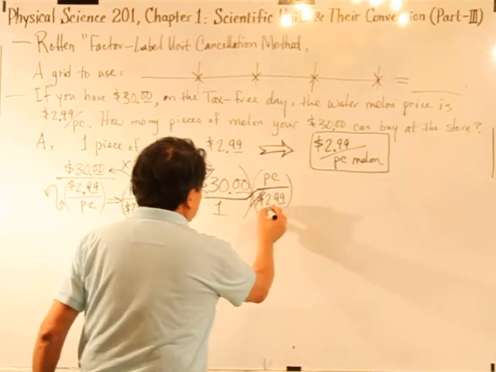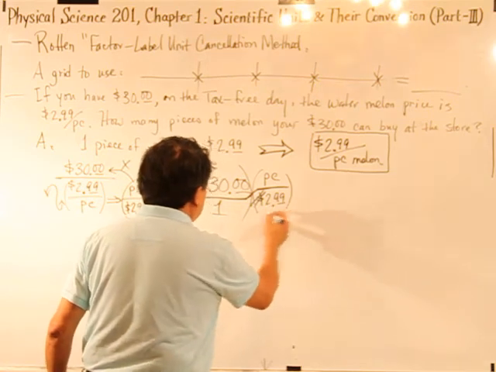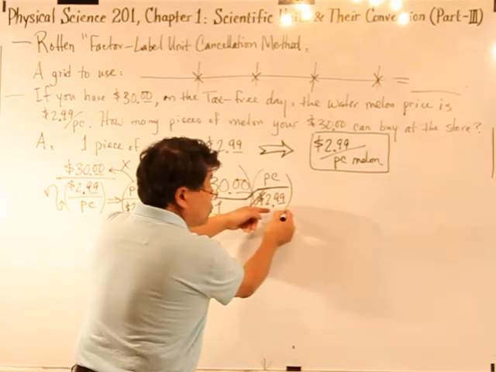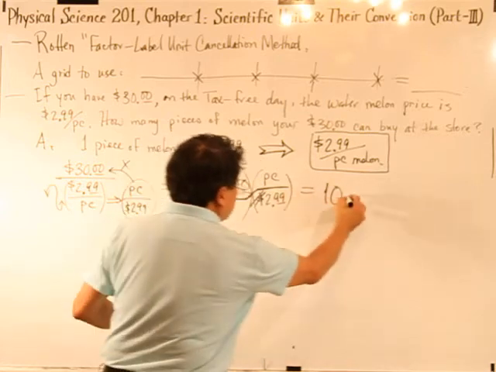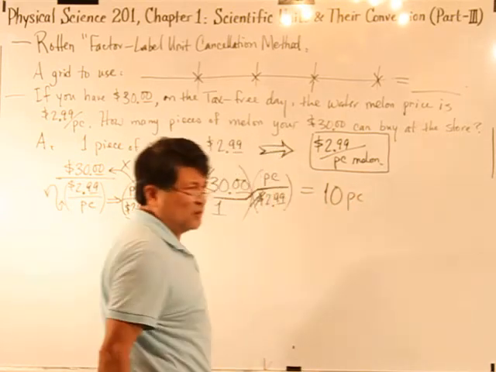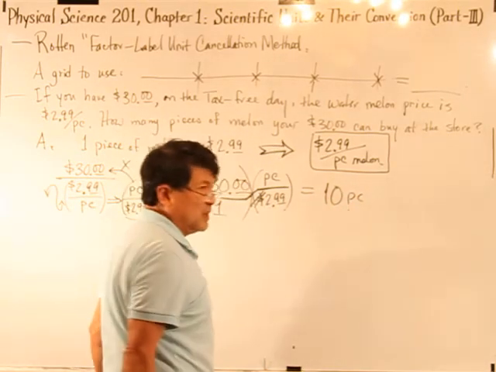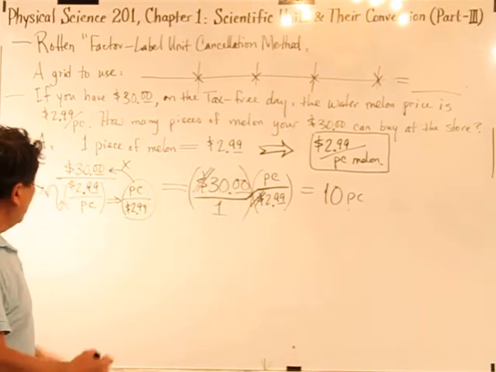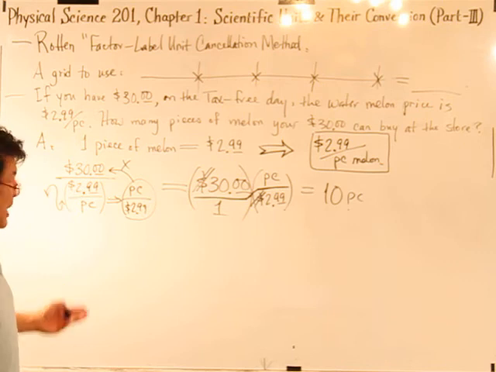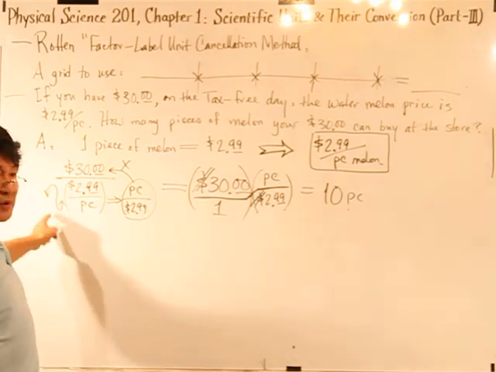And then if the $2.99 rounds up to 3, that gives you 10. 30 divided by 3, that's 10. So now it's 10. 10 what? Piece of melon, right? That's a shorthand for piece. So that's the answer. No dollar sign, that's how you end up. So it is not multiplication, it's division right here.